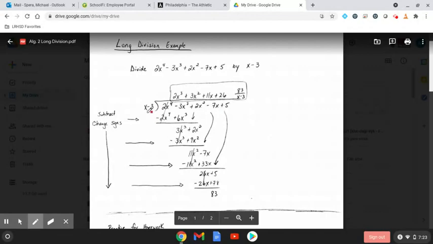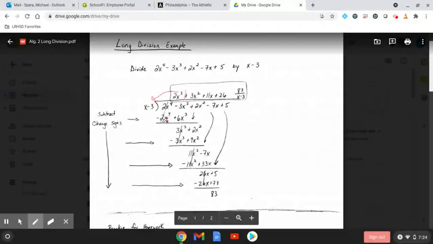We start by asking ourselves, x times what gives me 2x to the fourth? So x times 2x cubed would give me 2x to the fourth. As soon as I answer that question, I start forming my answer up top. So the first thing I wrote up here was 2x cubed. And then as soon as you write that one piece of your answer up top, you turn right around and multiply it by both of these terms. So 2x cubed times x is 2x to the fourth. 2x cubed times negative 3 was negative 6x cubed.